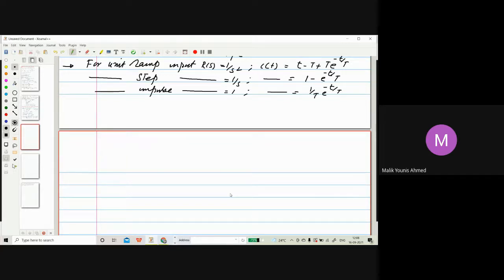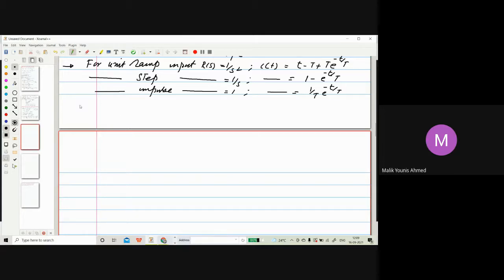Okay. From the above three equations, it is clear that the unit step input is the derivative of the unit ramp. Take the derivative of the step with respect to t. This will be 0 minus e raised to the power minus t by T, into the internal derivative, that is minus 1 by T, and minus minus will be plus. So first it is clear that the unit step is the derivative of the unit ramp.